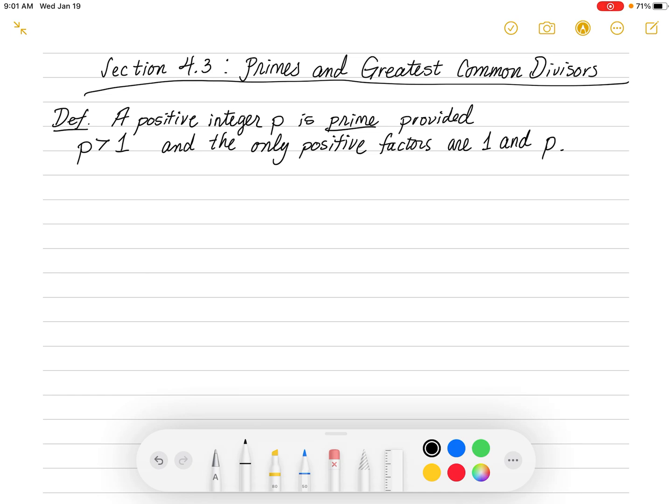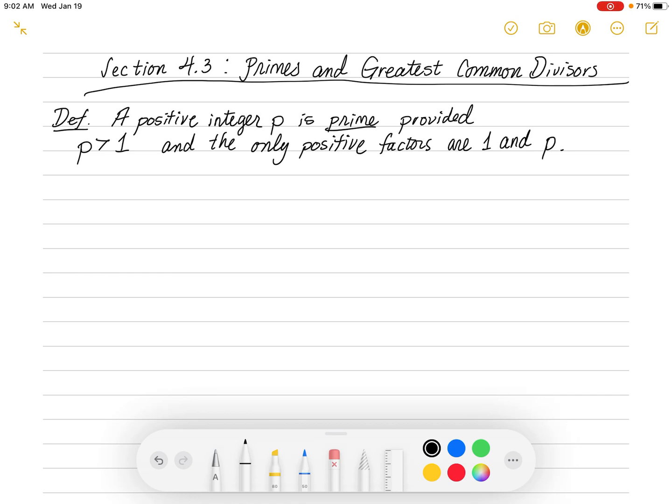So we're looking at section 4.3, which is about primes and greatest common divisors. There's quite a bit more that goes into this section, but it's entitled Primes and Greatest Common Divisors, and these are some of the big themes that show up in this section. So we want to begin with a definition of what a prime is.